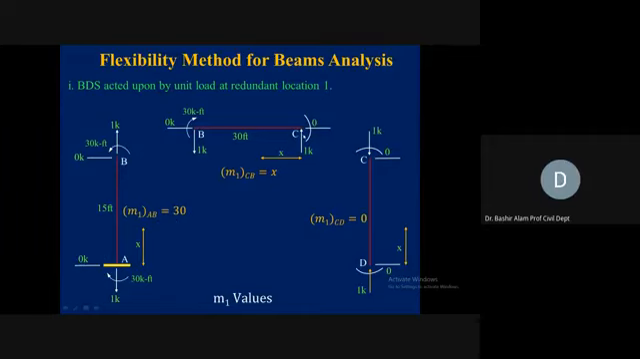Member BC is starting from C now. 1 times X is causing compression, so positive, and 1 times X is X. So M1 for CB is X. And then member CD starting from D, we have 0 times X, and the 1 kip is already axial. So this is causing 0 times X, so M1 for CD is 0.